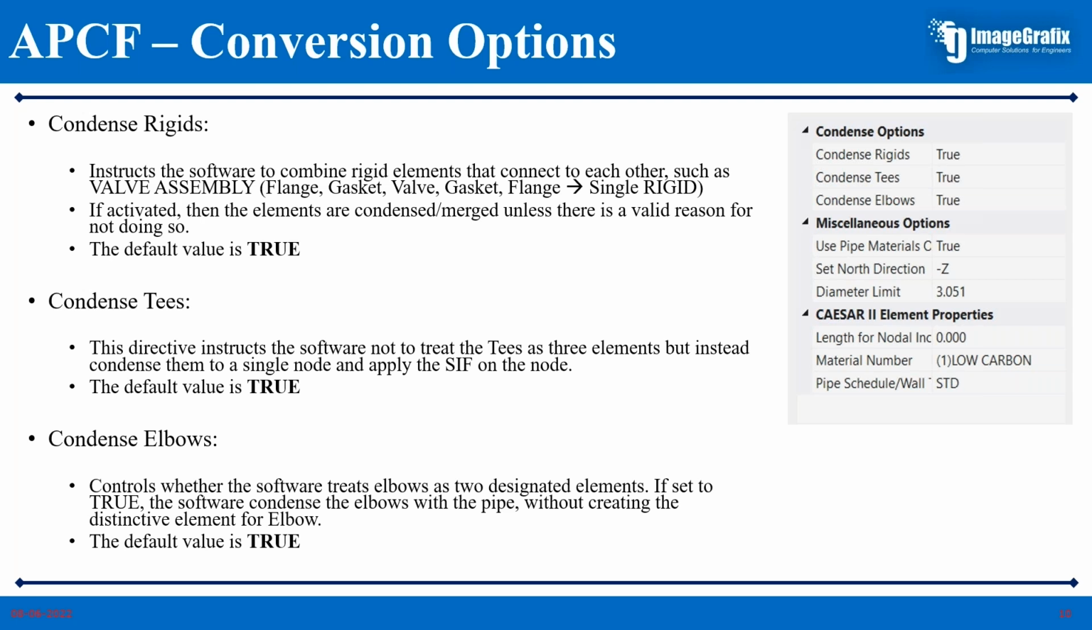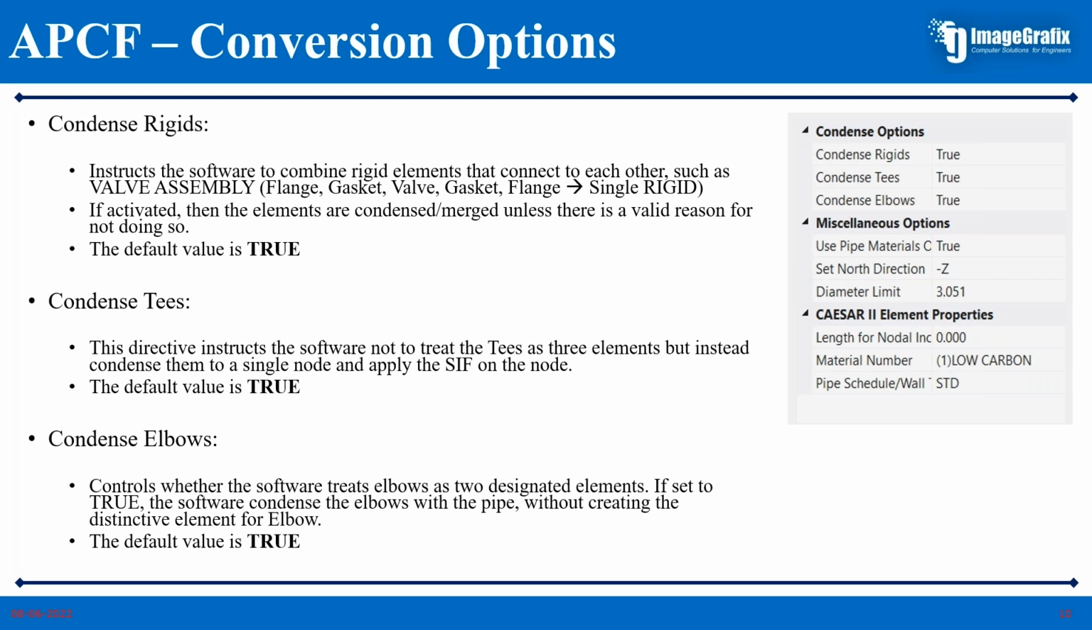Similarly for tees, if you make condense tees true, then for your tee only a single node is created at the intersection point with the major pipe. The tee component is condensed with your main pipe, and the SIF at that node number would be created. If I make it false, then the actual tee length elements for your branch and the header sections from the central intersecting node number would be created, and the tee element will be created, and the tee property, the SIFs, would be given at that intermediate junction node.